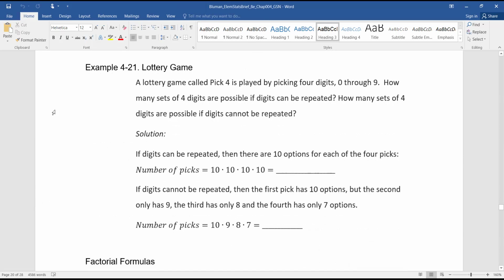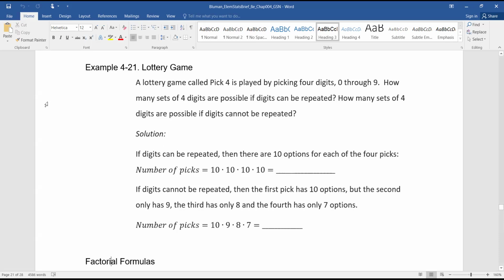And we want to talk about the lottery game. A lottery game called Pick Four is played by picking 4 digits, 0 through 9. How many sets of 4 digits are possible if digits can be repeated? How many sets of 4 digits are possible if digits cannot be repeated?